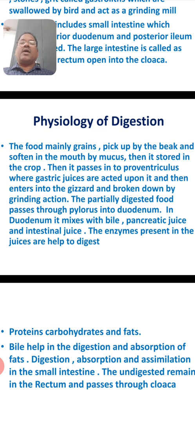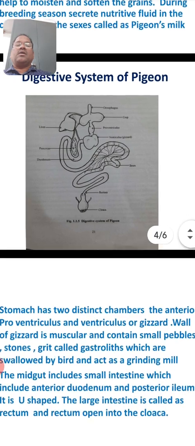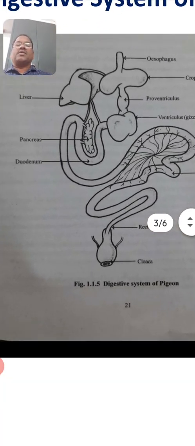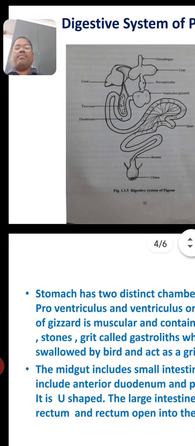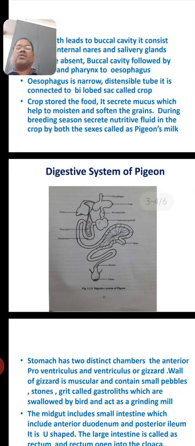What you understand is that the pigeon has a well developed digestive system, and from the mouth, meaning the beak, to the cloaca there are different parts of the digestive system. There are different types of glands present in the alimentary canal. One is the liver, the largest digestive gland, and another is the pancreas. These two glands help in the digestion of food in the pigeon. So this is the end of the digestive system of the pigeon.